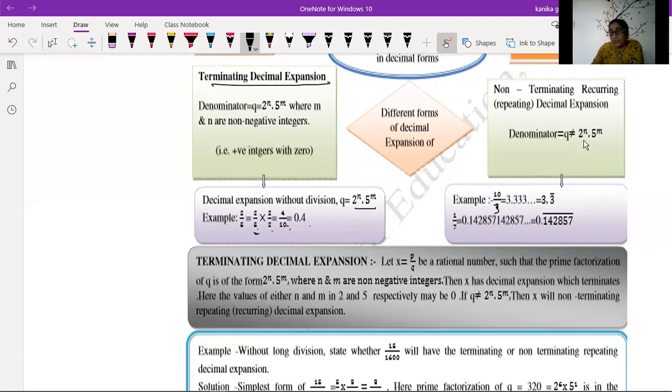Also, here the denominator is not of the form 2 raised to power n, 5 raised to power n. Some other example is 1 by 7. When we divide 1 by 7, we get this result: 0.142857, 142857. So you observe that 0.142857 bar. These are called the non-terminating repeating decimal expansions.